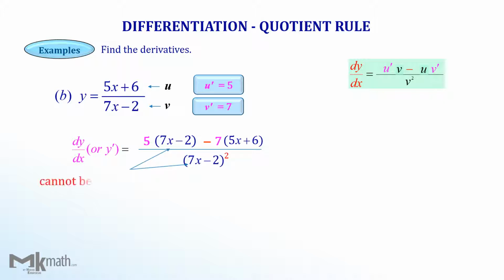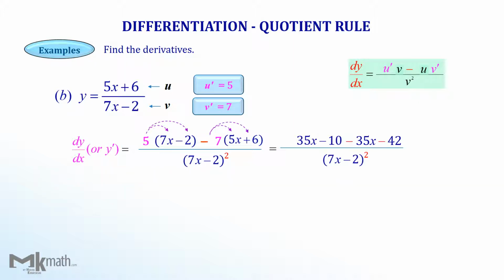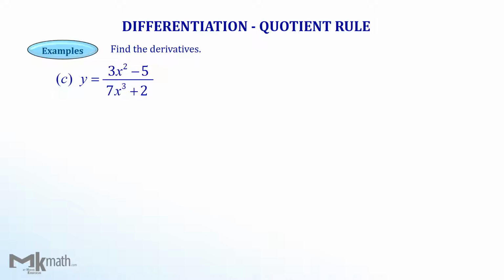At this point, the common mistake is canceling the two terms. Since the numerator is not in factored form, we cannot cancel only these two terms. Then let's distribute the numerators. Lastly, we can cancel 35x and a negative 35x to get the final answer. Let's take a look at the next example.